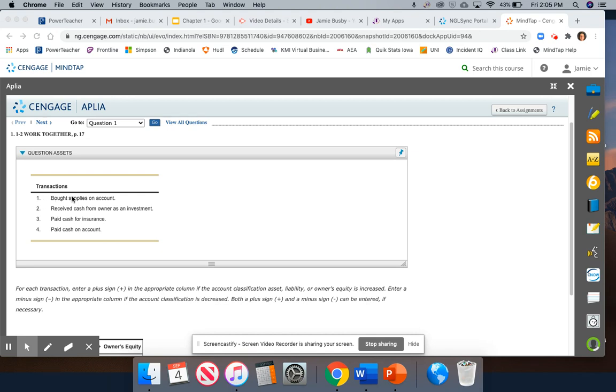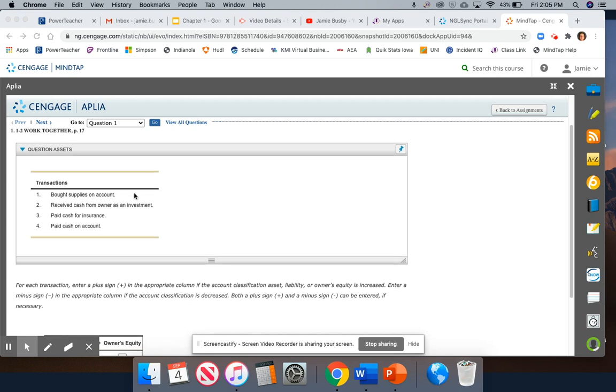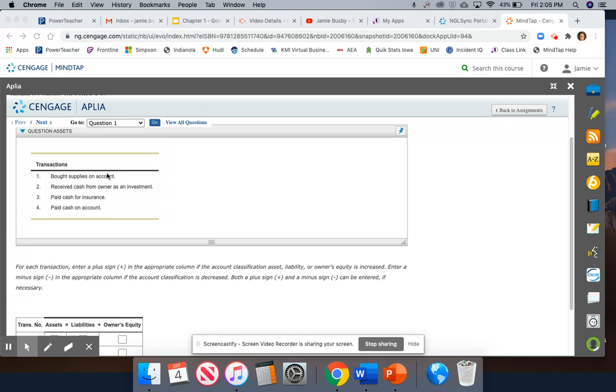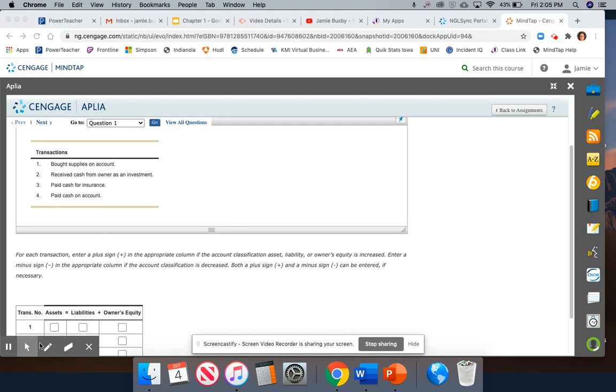So the 2 accounts that are affected would be supplies, and when we buy on account, that's when we have a creditor saying that we could pay them back later. So that would be called accounts payable, and that would be a liability. So supplies is an asset. So that's going to increase.